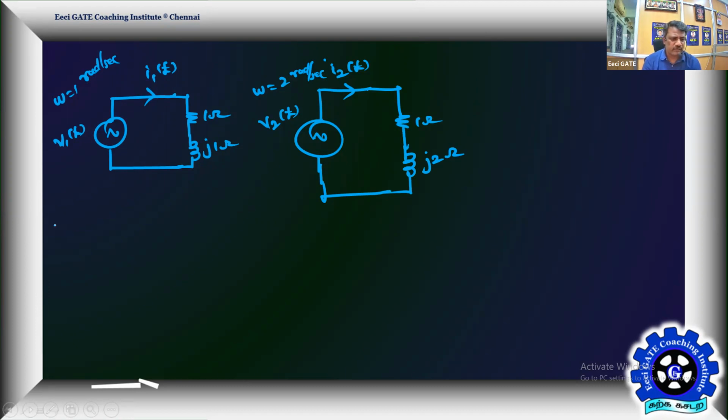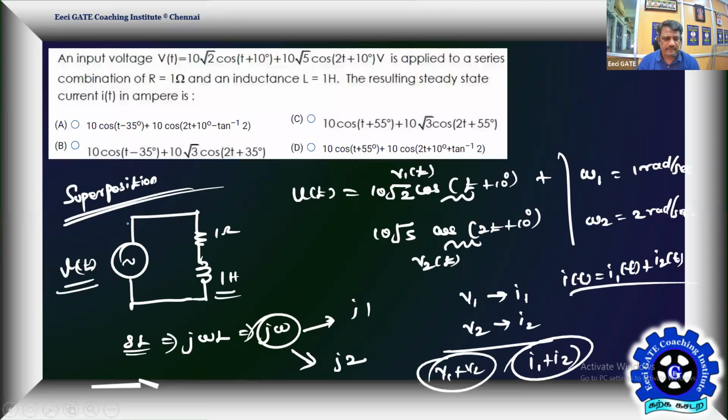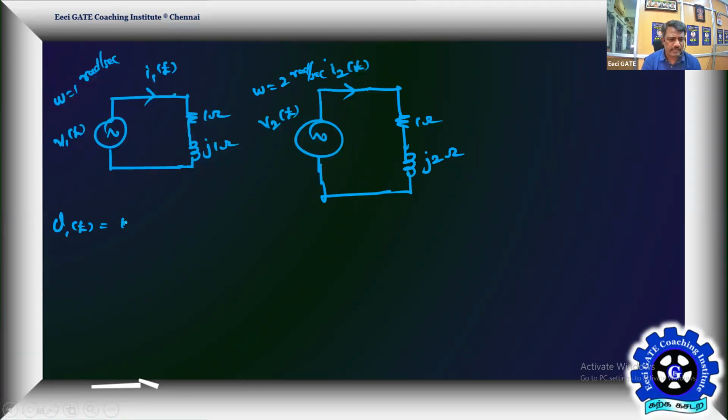Here's V1 of t. V1 of t is 10 root 2 cos of t plus 10 degrees. And V2 of t is 10 root 5 into cos of 2t plus 10 degrees.